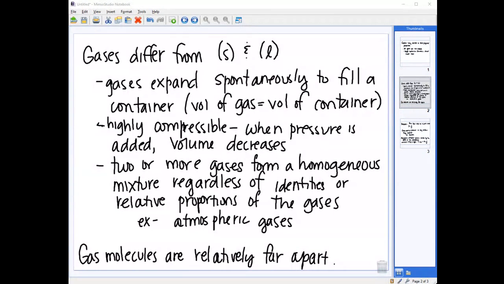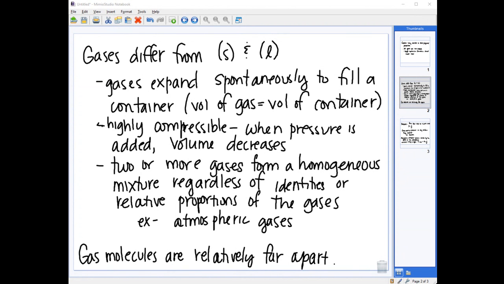An example of this is the atmosphere that is all around us, right? We know that there are a lot of different gases that make up the atmosphere. We've got oxygen and nitrogen, we've got argon, we've got water vapor. We have a lot of differences, and they mix and mingle to form this homogeneous mixture.